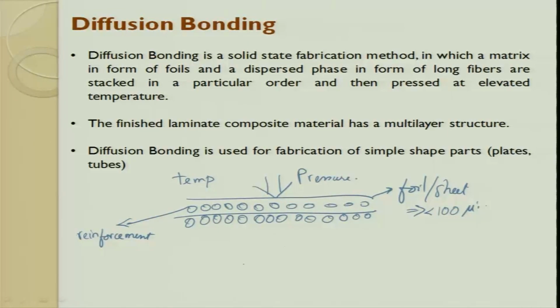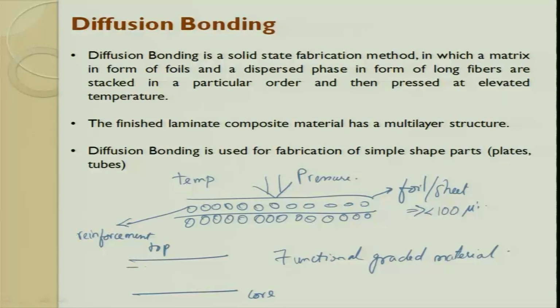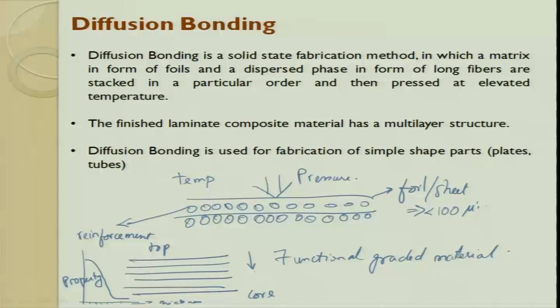So, here interestingly you can also have functionally graded materials. So, what are functionally graded materials? Suppose this is the core, this is the top. At every layer there is a gradation in your property, whatever you want. And this is the thickness, so you take this as the thickness I am talking about.